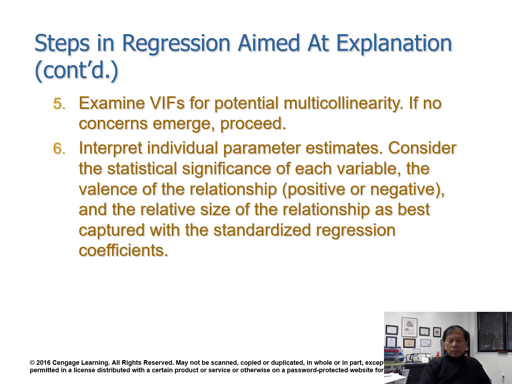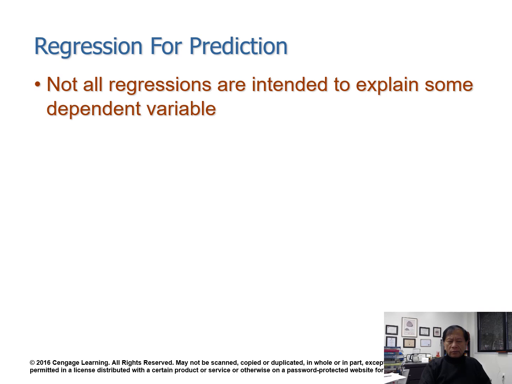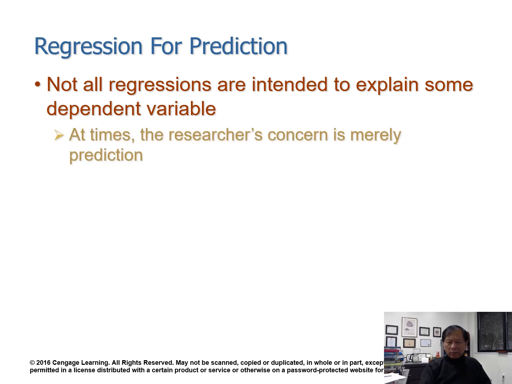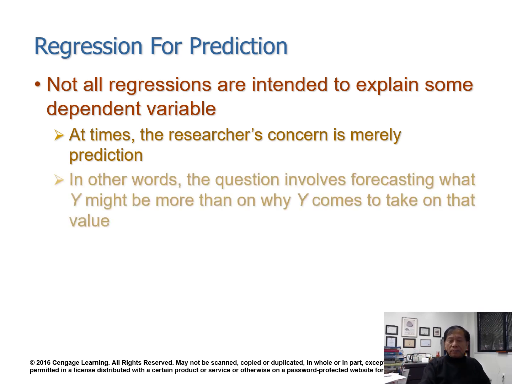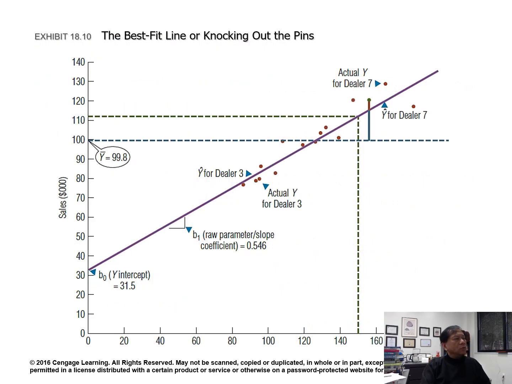Using regression for prediction. Not all regressions are intended to explain some dependent variable. At times, your concern is merely prediction. They just want to predict, you don't try to explain. Explaining is harder; prediction is easier. You can use that for some practical purposes. That's regression and prediction. This one here shows you the actual versus predicted, using this regression line.